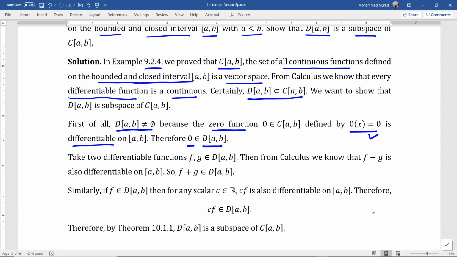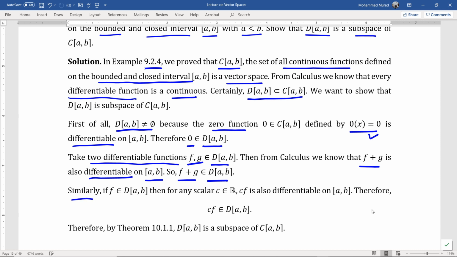Now, to show that the set D is closed under addition, we take two differentiable functions, f and g, from the set D. Then from calculus, we know that the sum of two functions, f plus g, is also differentiable over the domain, the bounded and closed interval a to b. So, f plus g belongs to the set D. This proves that the set D is closed under addition.